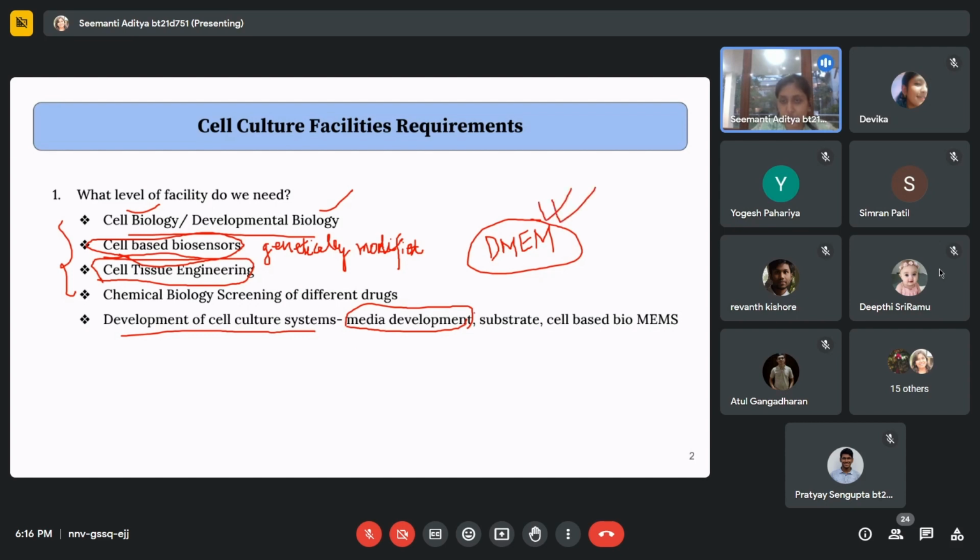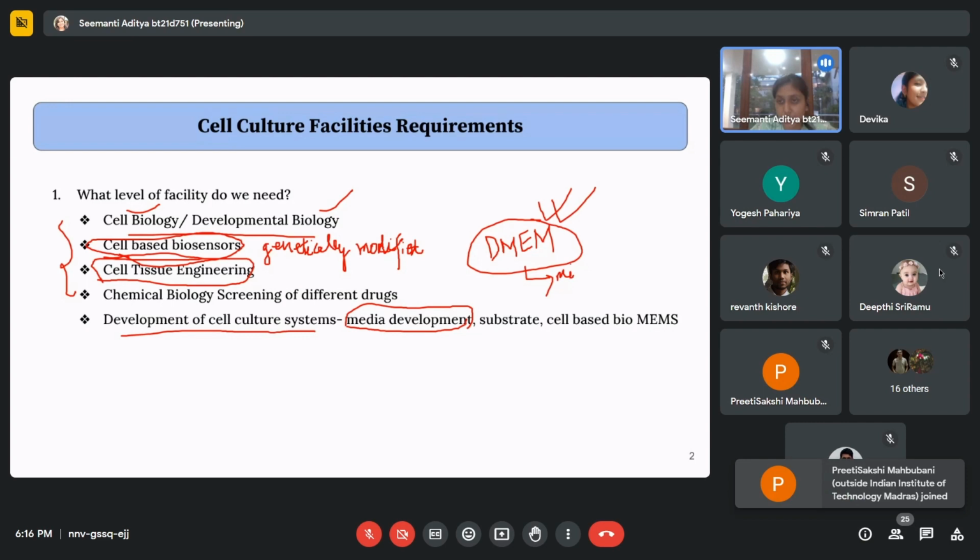So people who work on media development actually work on how to improve the quality as well as the economical value of the product, by causing less toxicity to the cells and mimicking the physiological environment. It is very important that this media mimics the physiological environment in which cells are present inside the body.